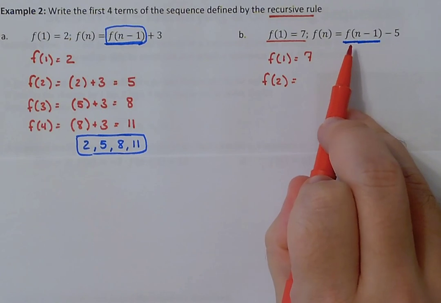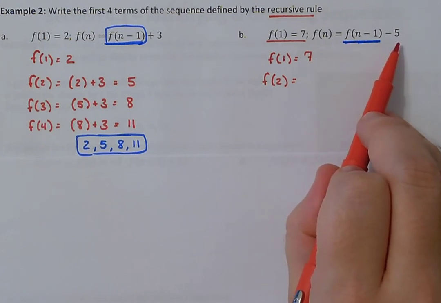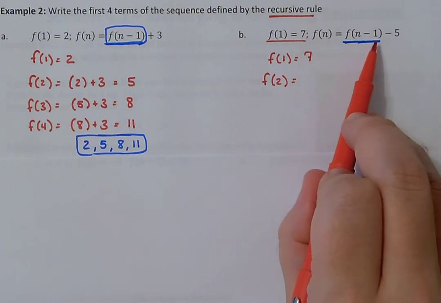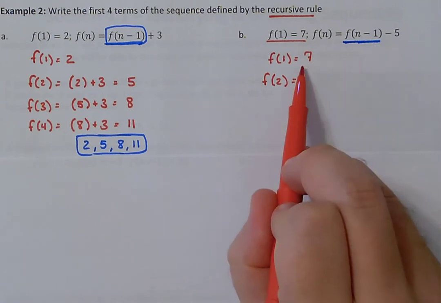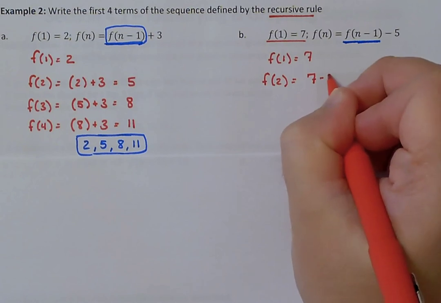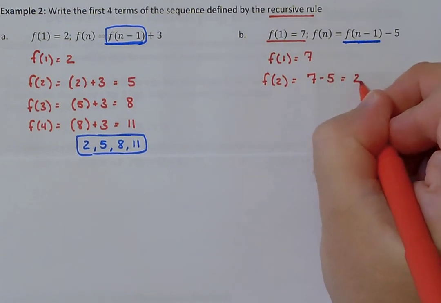so our sequence is, or our rule, is f of n minus 1 minus 5. Again, I want you to think of this f of n minus 1. I want you to think of this whole part as the previous term. So our previous term is 7. So we're going to do 7 minus 5. And 7 minus 5 is going to give us 2.